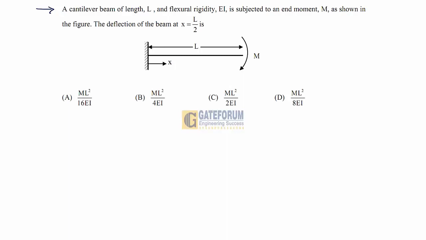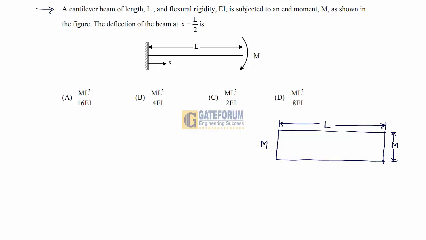This problem can be solved by using the moment area method, for which we need to draw the bending moment diagram. If the beam is subjected to a couple at the free end, the bending moment diagram will be like this. At the fixed end there will be moment M, and even at the free end there is a sudden change in the moment, so this height will also be M. It will be a rectangle, with height M and length L.